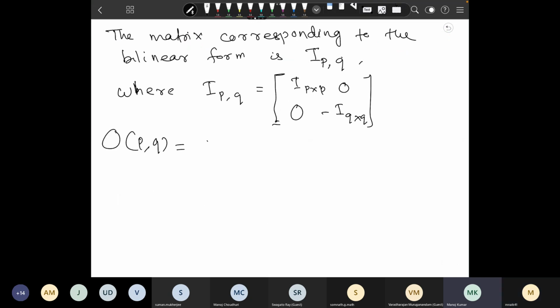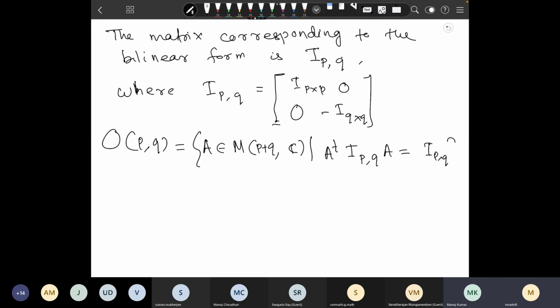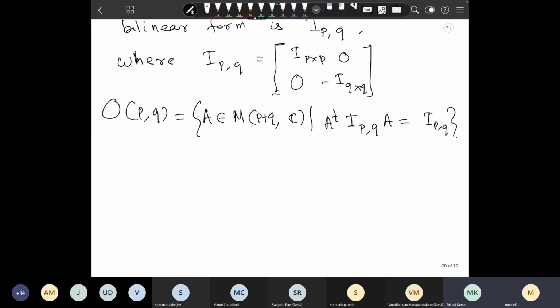O(p,q) is, this is A belonging to M(p+q, C), such that A transpose I_{p,q} A is equal to I_{p,q}. One can here replace that M(p+q, C) by GL(p+q, C), but I am writing M(p+q, C). I have some plan. So this is the thing.